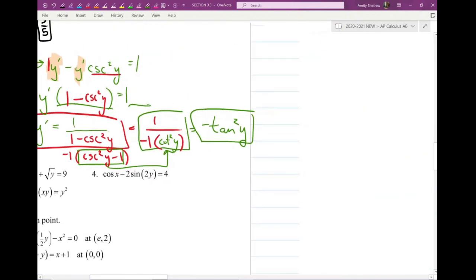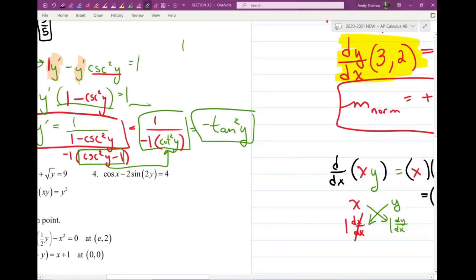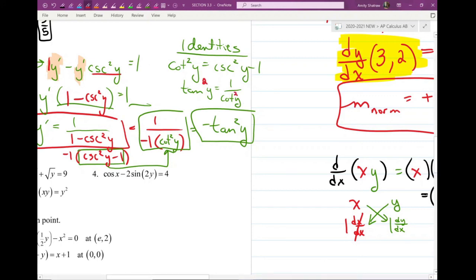If you want to familiarize yourself with these identities, I will write them down for you: cotangent squared y is equal to cosecant squared y minus 1. The other identity that I'm using is the reciprocal identity. You should know that tangent of y would be the same thing as 1 over cotangent of y. And maybe what you did not know is that if I square both sides, that is allowed. So I am allowed to do that, okay?